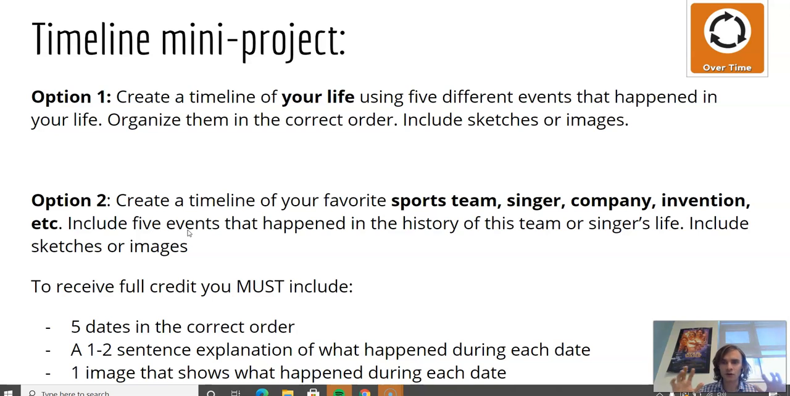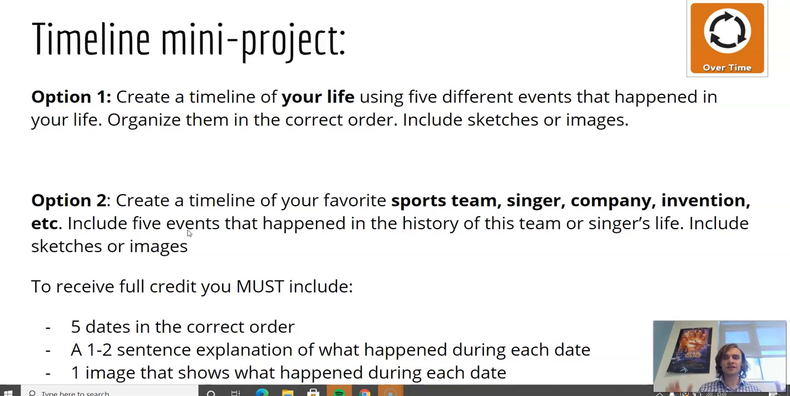So, to get full credit for this project, you have 5 dates that are in the correct order with oldest on the left and newest on the right. For each date, you need 1 to 2 sentences explaining what happened on that date. And for each date, you must have 1 picture that shows what happened during that date. So you have to have 5 dates, 1 sentence per date, and 1 picture that shows what happened during each date.